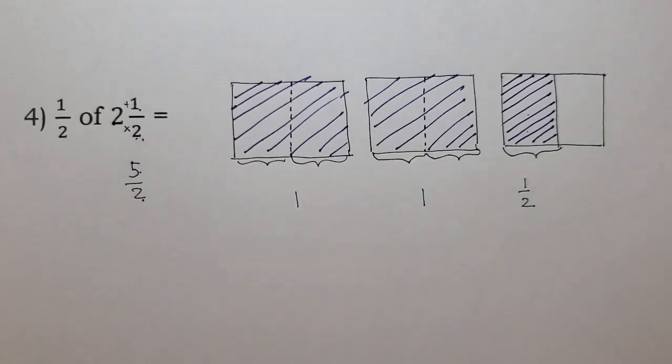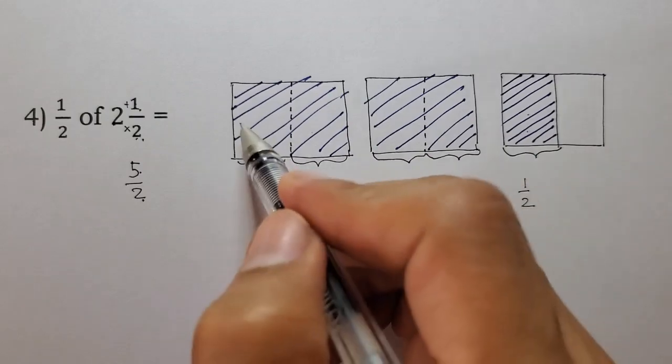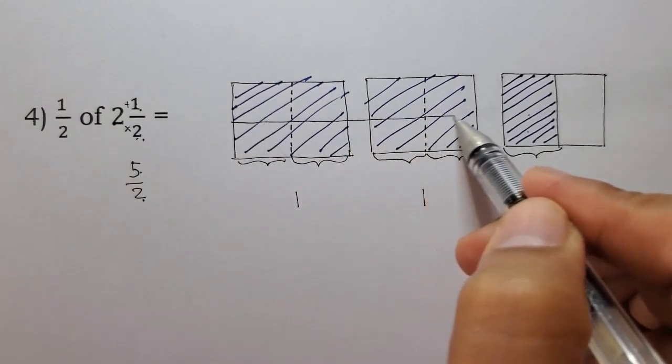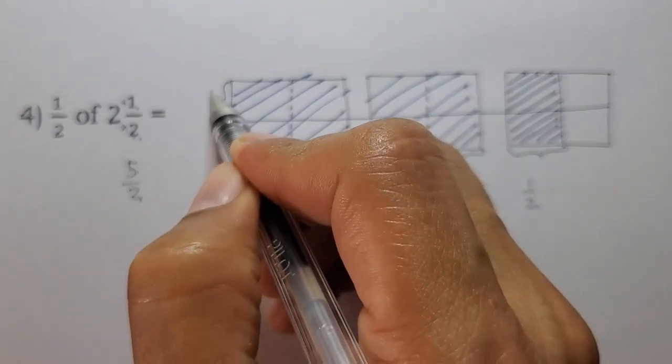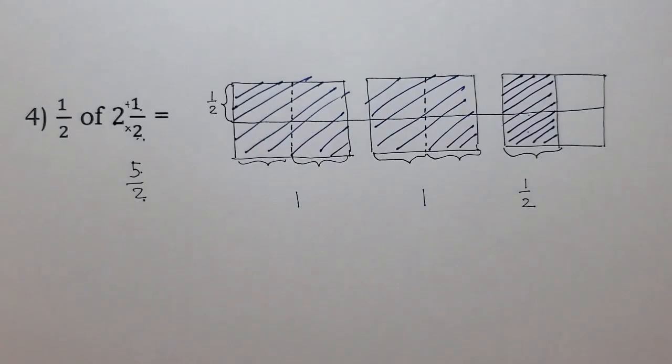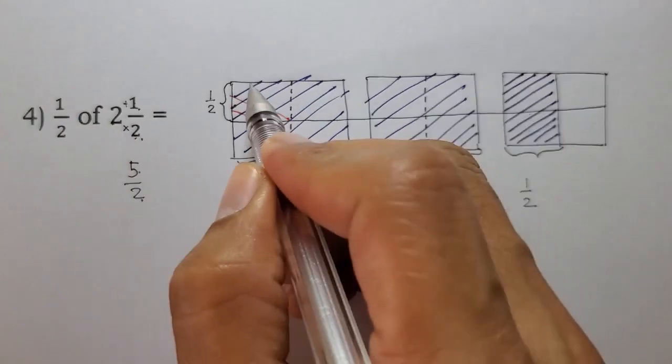The next thing that we have to do is to show 1/2. When we say you have to get the 1/2 or half of this 2 and 1/2, you have to divide this into 2 equal parts and just shade a portion of it, or one portion out of 2, to show 1/2. And of course, 1/2 is here.